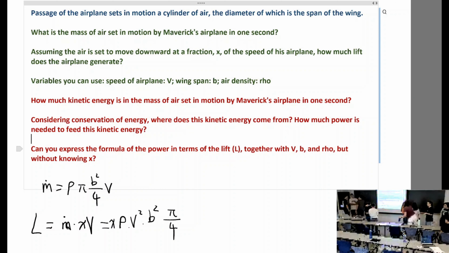How is C on L? Oh, L is like 1/2 V infinity rho L CL. Yeah. All right.